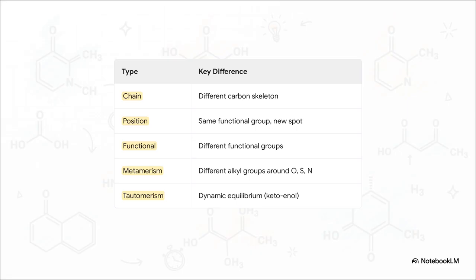Chain isomerism is just changing the carbon skeleton, maybe from a straight line to something with branches. Position is like moving a lamp in a room. Same lamp, different spot. Functional is a total identity swap, like an alcohol becoming an ether. Metamerism is just shuffling the neighbors around a central atom. And tautomerism? That's the really dynamic one, where two forms are constantly flipping back and forth. You know these five, you've got structural isomers down.